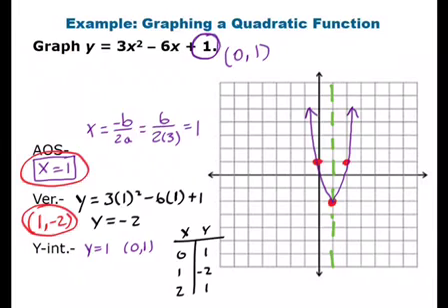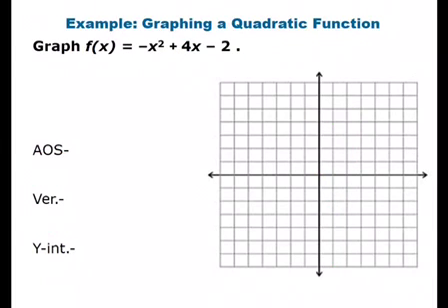All right, let's try another one. This time I've got negative x squared plus 4x minus 2. So I'm going to find my axis of symmetry. So I've got x equals negative b over 2a. So that's negative 4 over 2 times negative 1. So negative 4 divided by negative 2 is 2. So my axis of symmetry in this case is x equals 2.